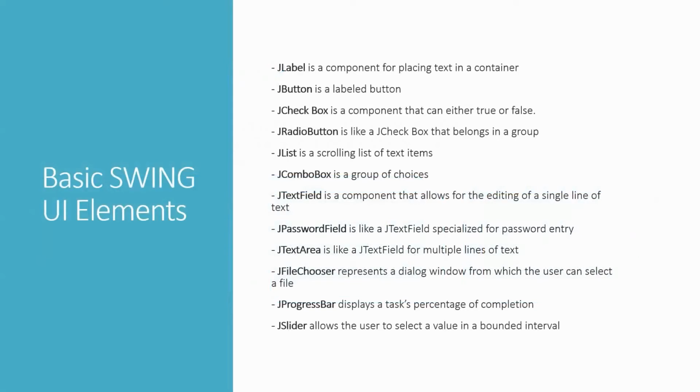Let's see the most important Swing UI elements. In our project, we are going to use labels, which are containers that have text in them, text fields, which are a single line of text that the user can edit. This is where we are going to insert our time. And combo boxes. Combo boxes are a drop-down menu of choices where we are going to have the time zones.